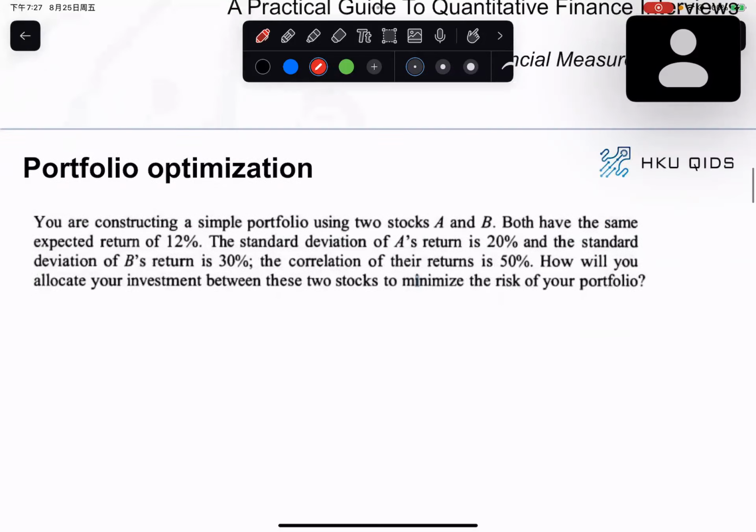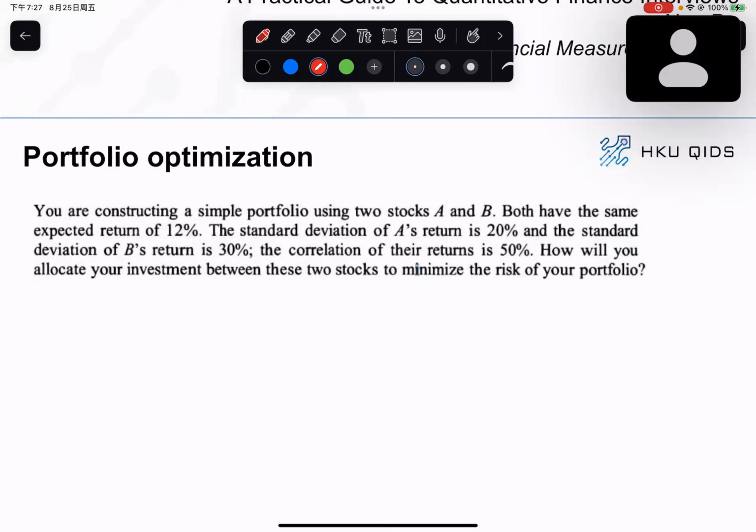And if you already learned about that, this will help you review using a classic question. You are constructing a simple portfolio using two stocks, A and B. Both have the same expected return of 12%. The standard deviation of A's return is around 20%, and the standard deviation of B's return is 30% instead. The correlation of their returns is 0.5. How will you allocate your investment between these two stocks to minimize the risk of your portfolio?